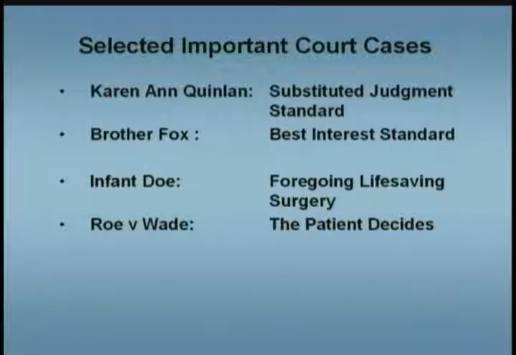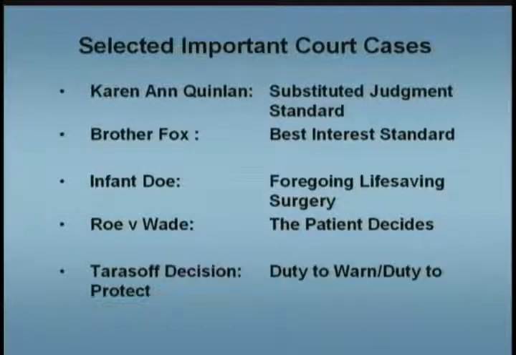Which brings us to our fifth and final case, the Tarasoff decision. The Tarasoff decision comes to us from out in the state of California. We had a student enrolled at a university who had just broken up with a long-term girlfriend. And because of that was in some distress. And because of that went in to have several counseling sessions at a university counseling center.